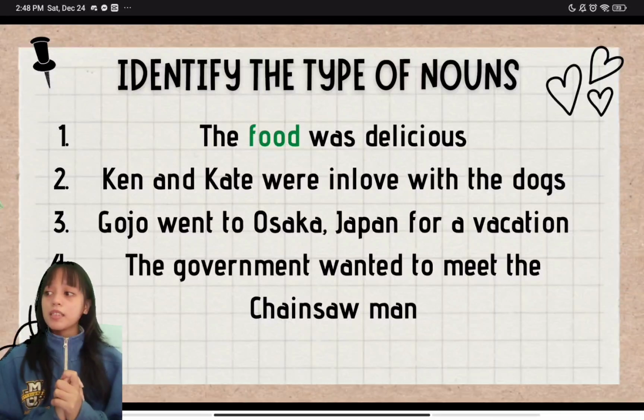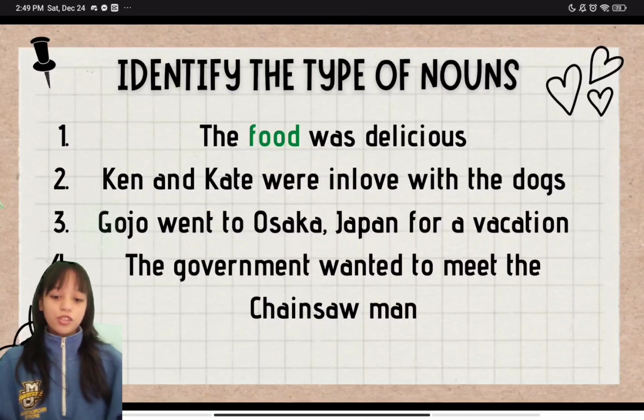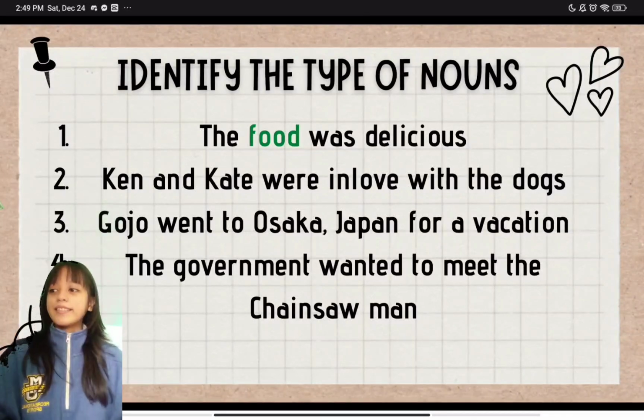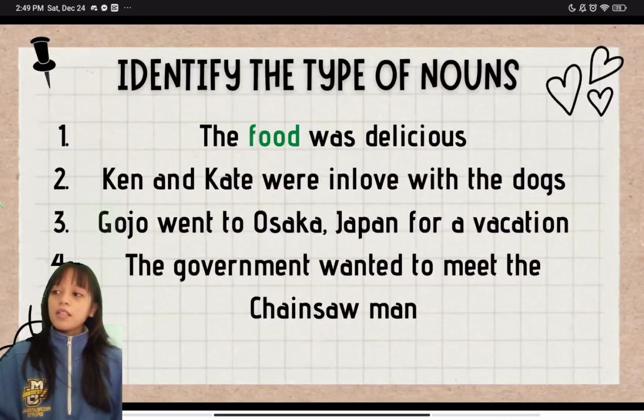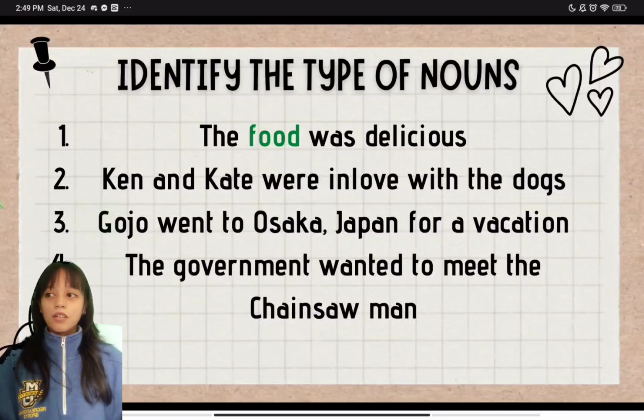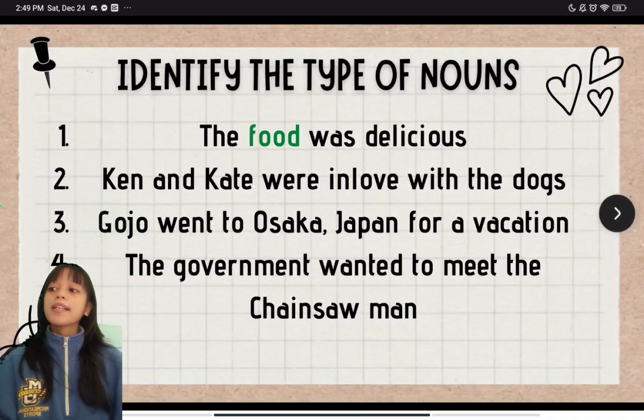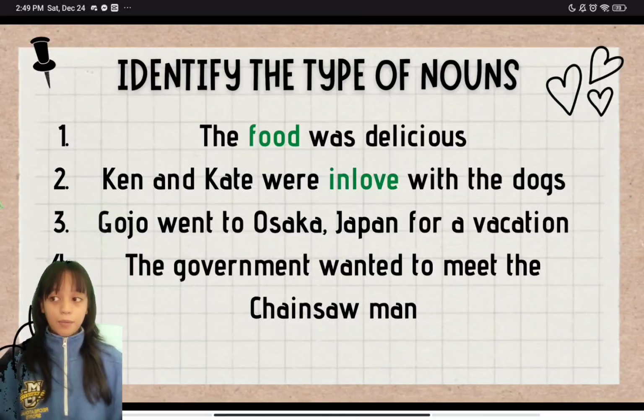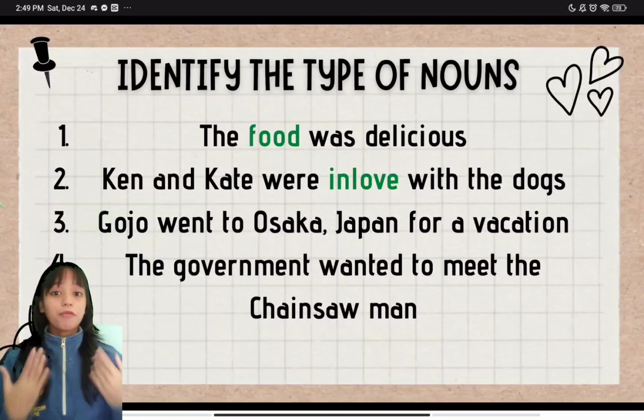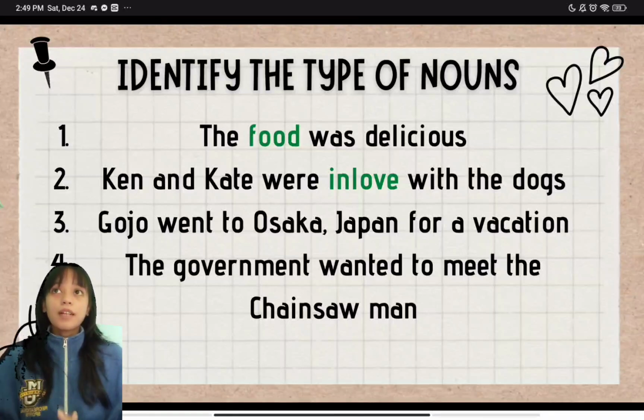So the second number is: Ken and Kate were in love with the dogs. Anyone wants to answer? You can chat your answer below. Yes, Miss Kate. Go ahead. Correct. So the noun there is in love. So what type of noun is in love? Abstract. Correct. Abstract because it's a feeling. They're in love. Like they feel loved or something.